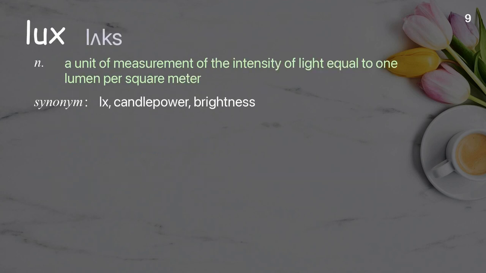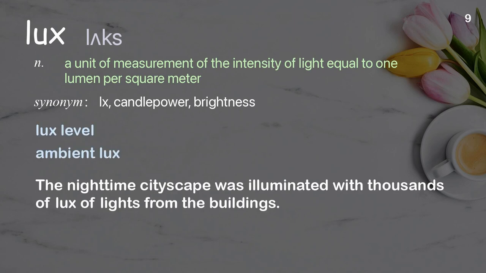Lux. A unit of measurement of the intensity of light equal to 1 lumen per square meter. Examples. Lux level. Ambient lux. The nighttime cityscape was illuminated with thousands of lux of lights from the buildings.